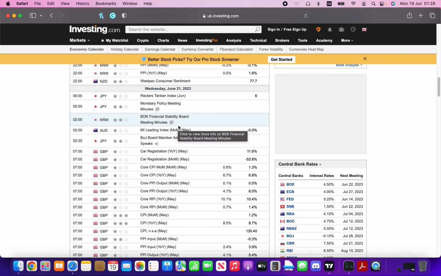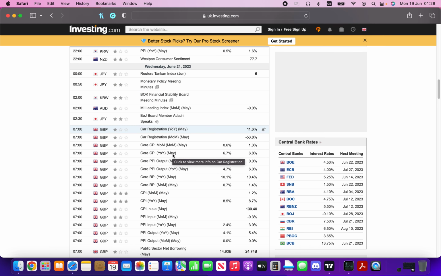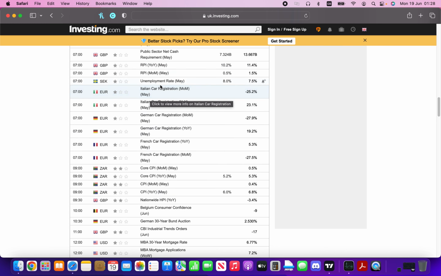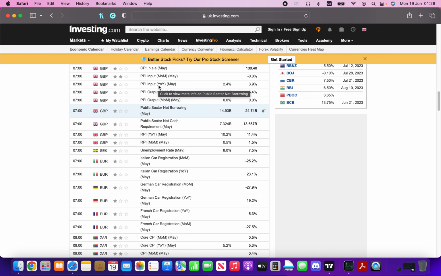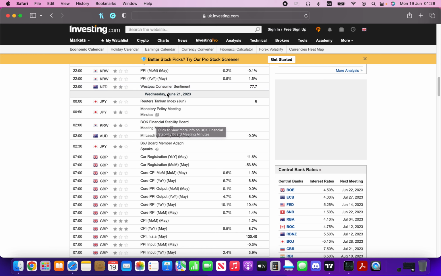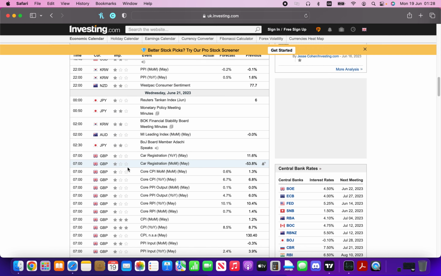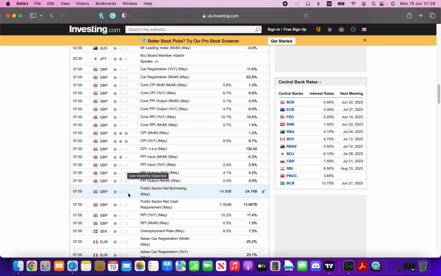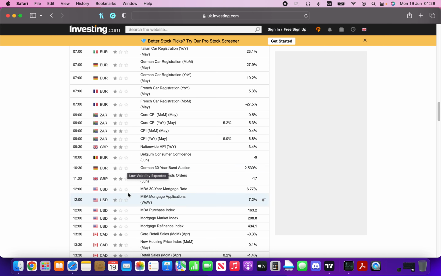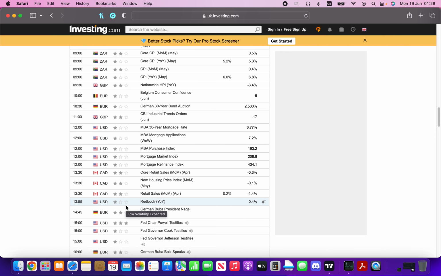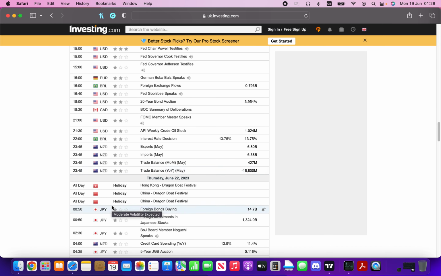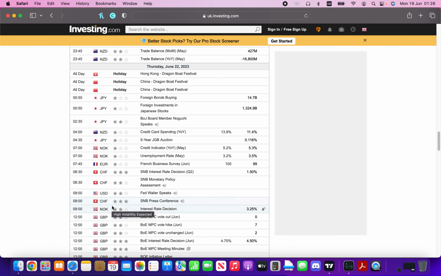So we've got, Wednesday, the car register, CPI, PPI, RPI, CPI, PPI output, etc. Okay, let's keep going. We've got USD mortgage, so nothing really amazing. We've got Fed chair speaking, but I doubt it's going to cause much of an influence. And then Thursday, anything? Yeah, there we go.